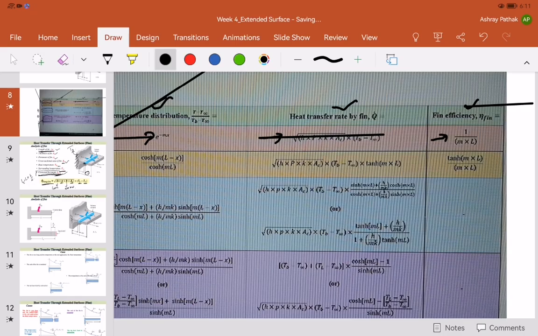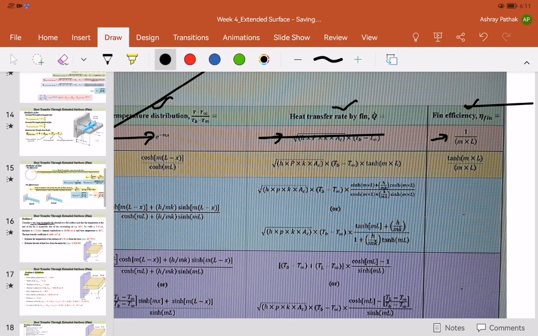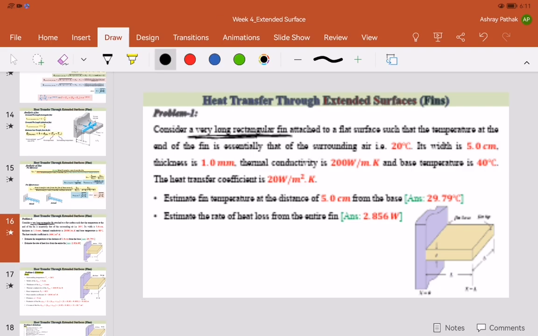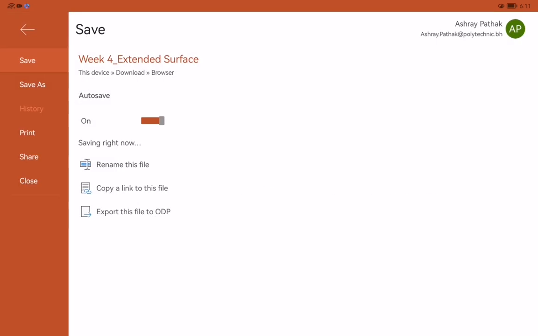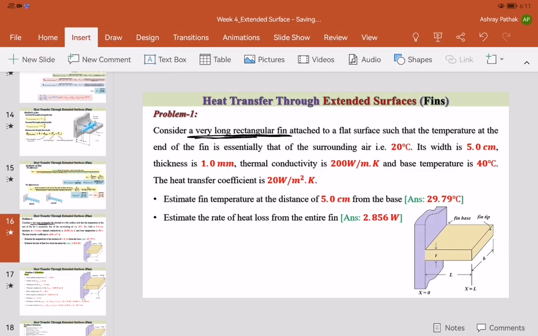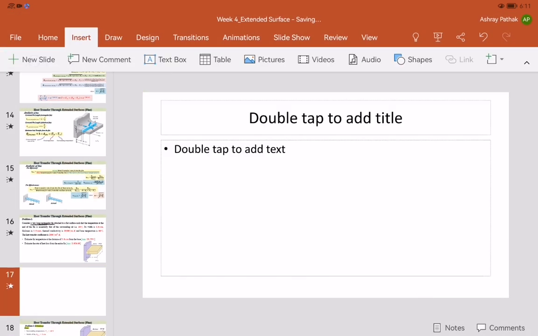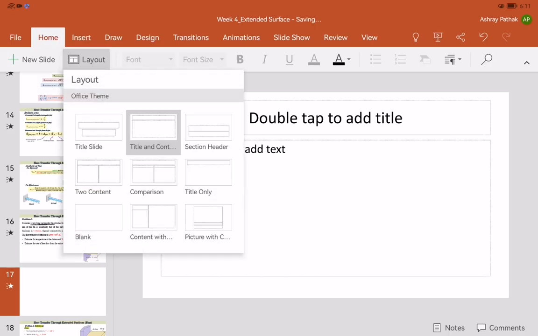Now, with the help of a case study, let me make you understand what these parameters are. In the formula, you can see some new terms like m and L, etc. So let me explain that. Let me lay out a blank page.